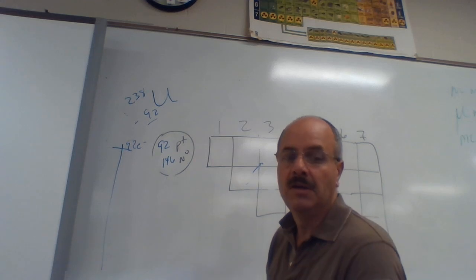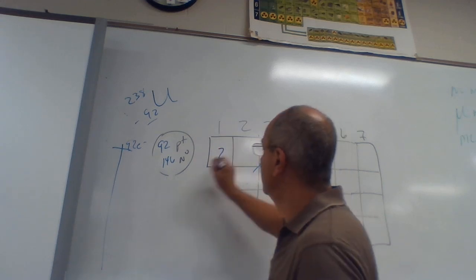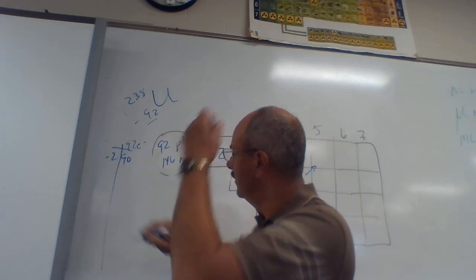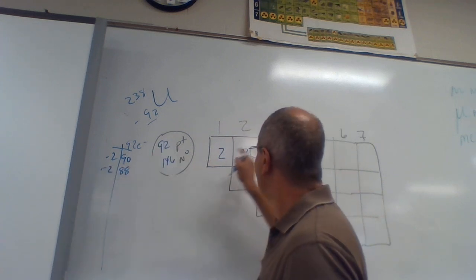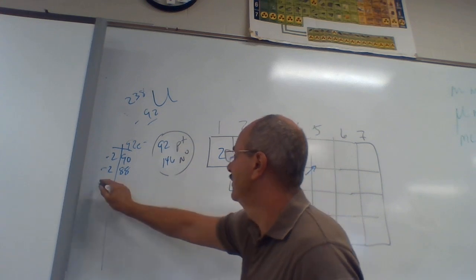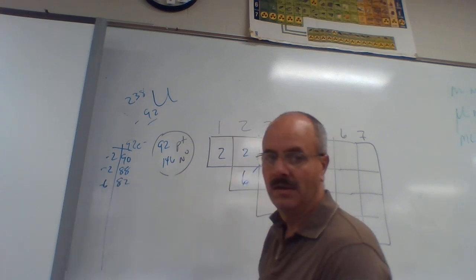Whew. That's a lot. We can do this. So we're gonna put 2 in the first. Subtract 2, that's 90. Go over, we're gonna drop off 2. Subtract 2, that's 88 left. Come down, we're gonna drop off 6. Subtract 6, that's 82 left.